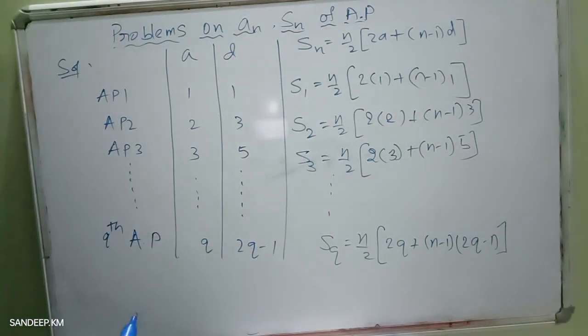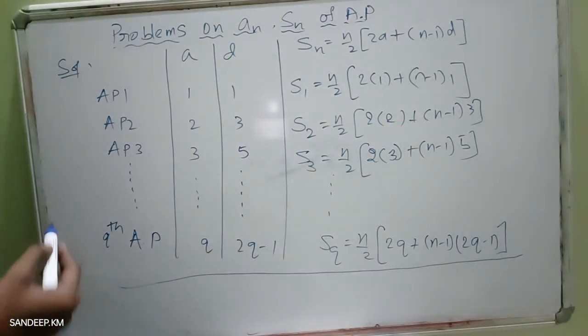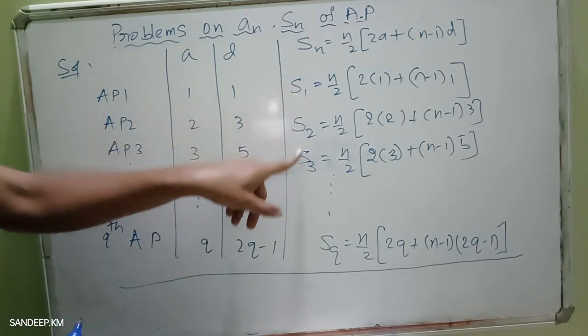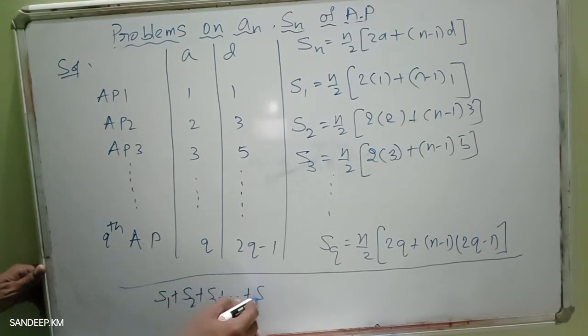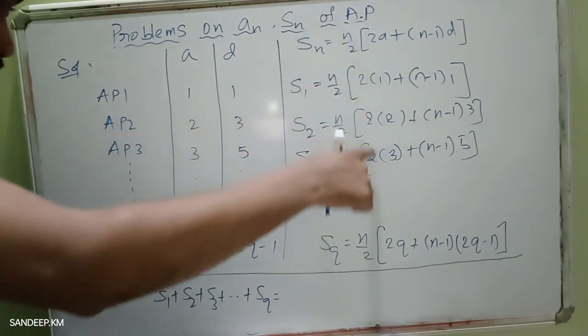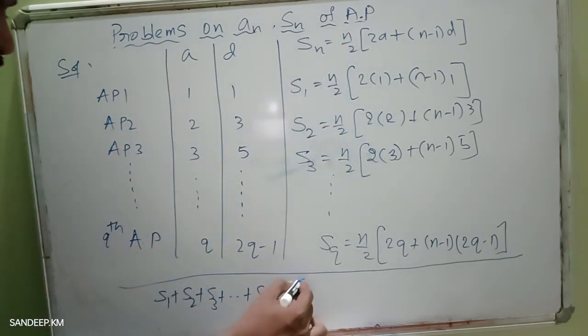Now we are going to add all these. Please see, because they are asking S1 plus S2 plus S3 and so on Sq. S1 plus S2 plus S3 and so on Sq is equal to... See what happens? In overall terms we have n by 2 everywhere. I'll take n by 2 common. Next.